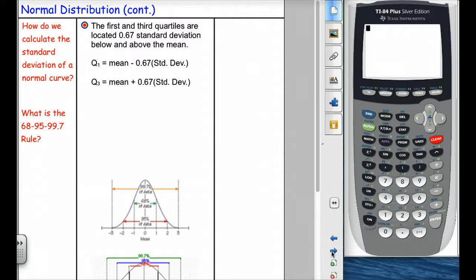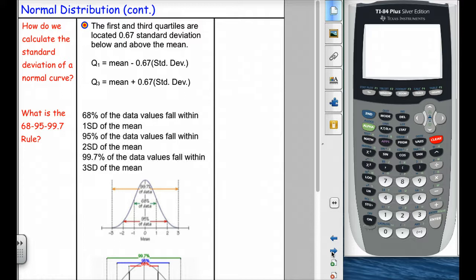Now we have something called the 68, 95, 99.7 rule, and what this means is that when we get our standard deviation, if we have a normal curve or a normal distribution, 68% of our data, 34% on either side of the mean, will fall within 1 standard deviation of that mean. 95% will fall within 2 standard deviations, and 99.7% of our data falls within 3 standard deviations.